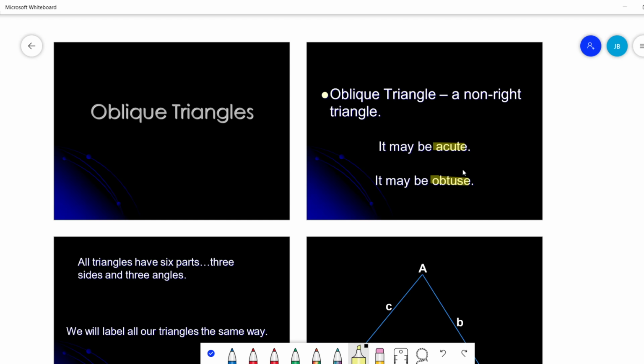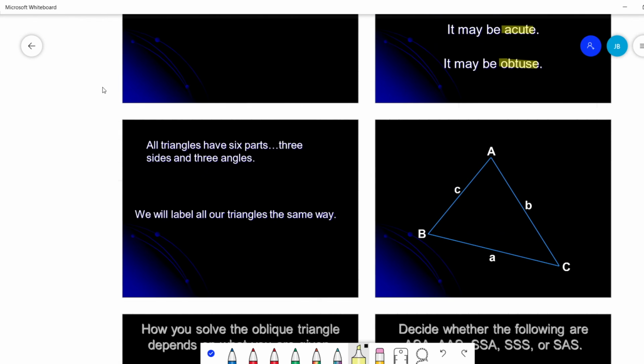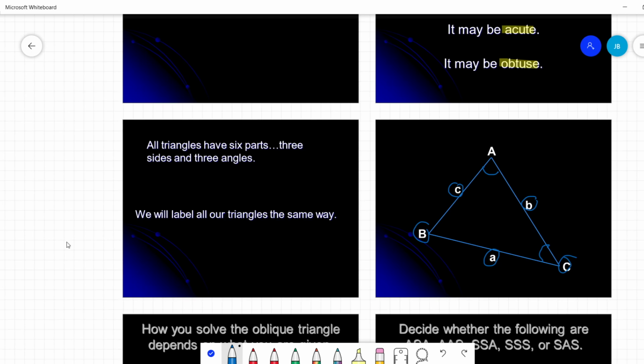Now we have the six parts: three sides and three angles for this topic, the oblique triangle. By looking at the triangle here, this is angle A, and this is side A, angle B, side B, angle C, side C. Always, the opposite of the angle is its side. So always remember that.